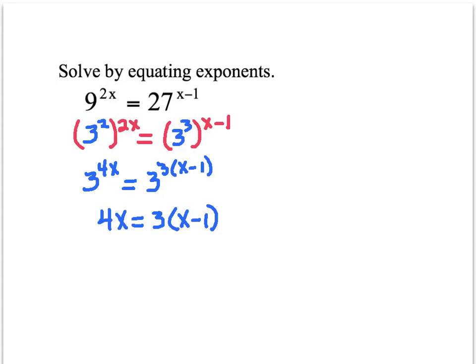I'm going to distribute my 3, so 4x is equal to 3x minus 3. And then finally, solving for x, I'm going to subtract 3x from both sides. x is going to be equal to negative 3.